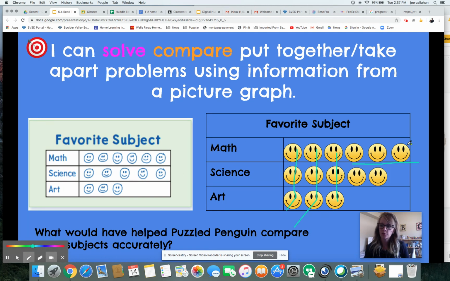That's right. 3 more students prefer math as their favorite subject than art. Nicely done, mathematicians. Way to go.